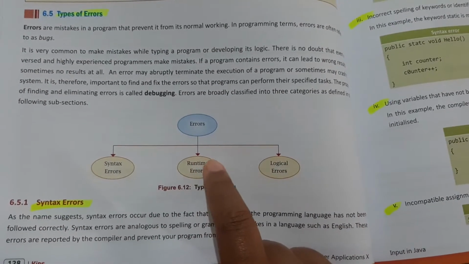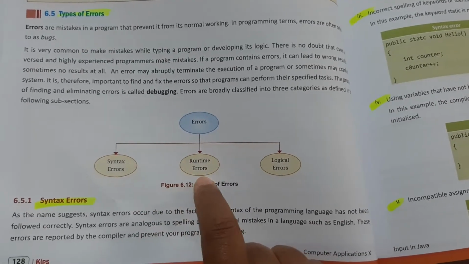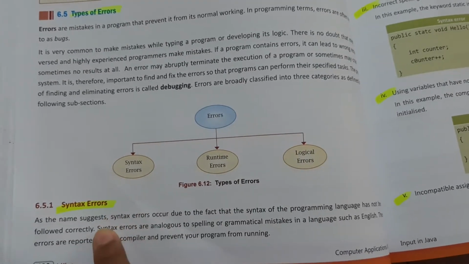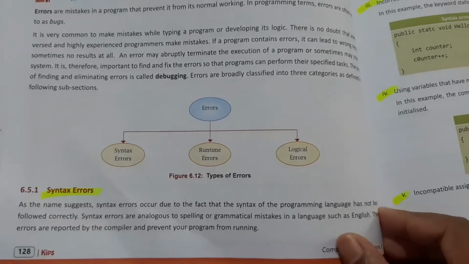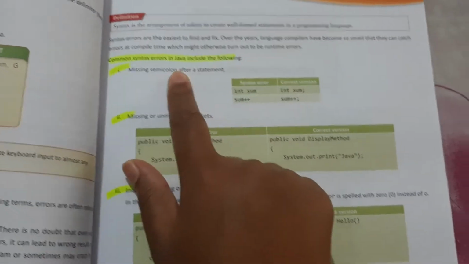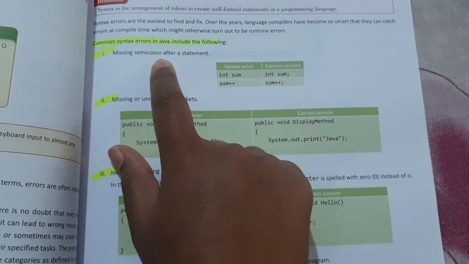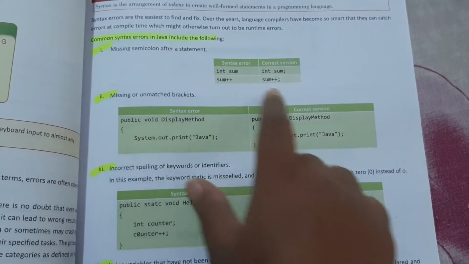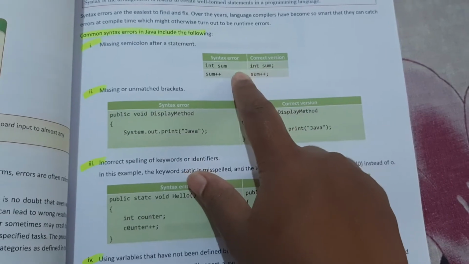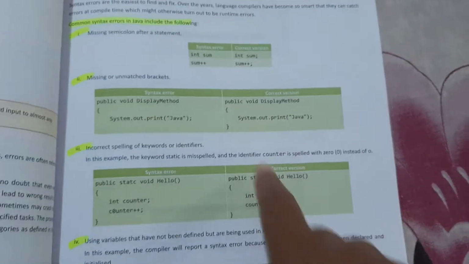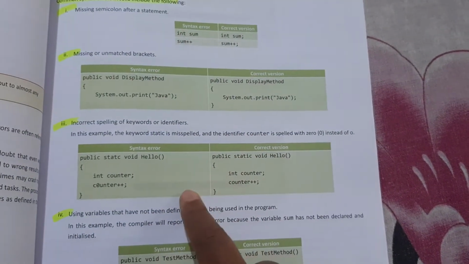Now, there are three types of errors: syntax error, runtime error, and logical error. Syntax error means all kinds of grammatical mistakes are called syntax errors. Now you can see what kinds of syntax error you can get. You can get that if, suppose, you miss out this semicolon. Okay, you can see the example of the syntax error given here. So there are so many examples given here.